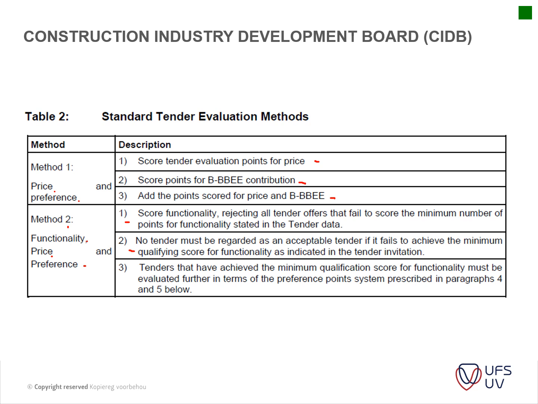Then the tenders that have achieved the minimum qualification score for functionality must be evaluated further in terms of the preference points system prescribed in paragraphs 4 and 5 below. So that is, in short, what was explained here. Okay, so just be mindful of that.